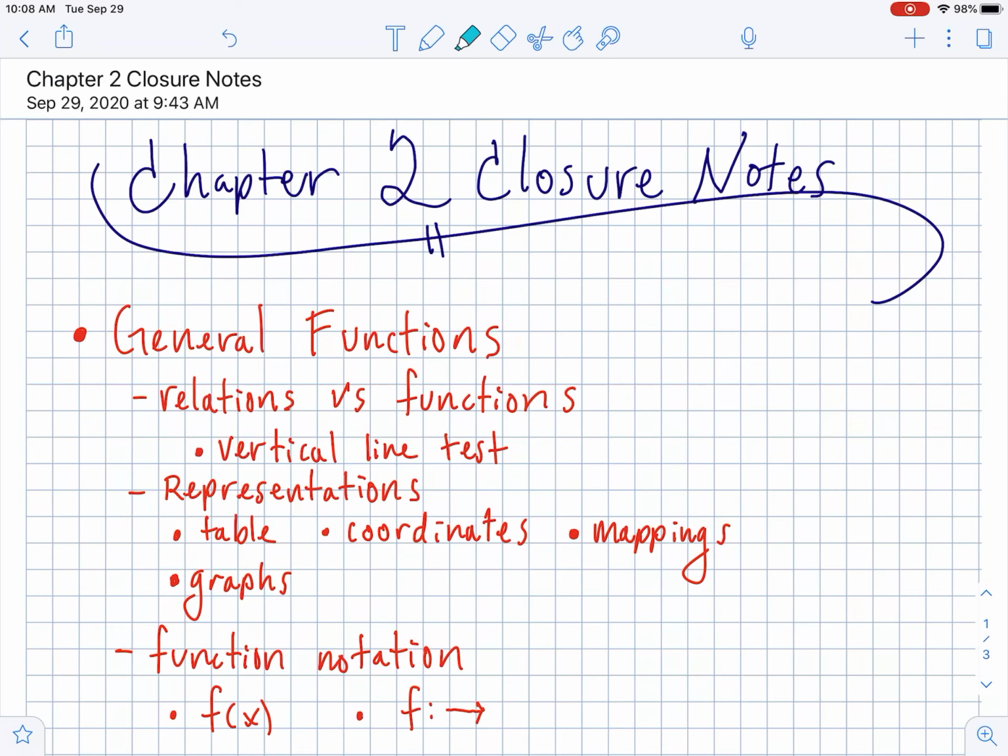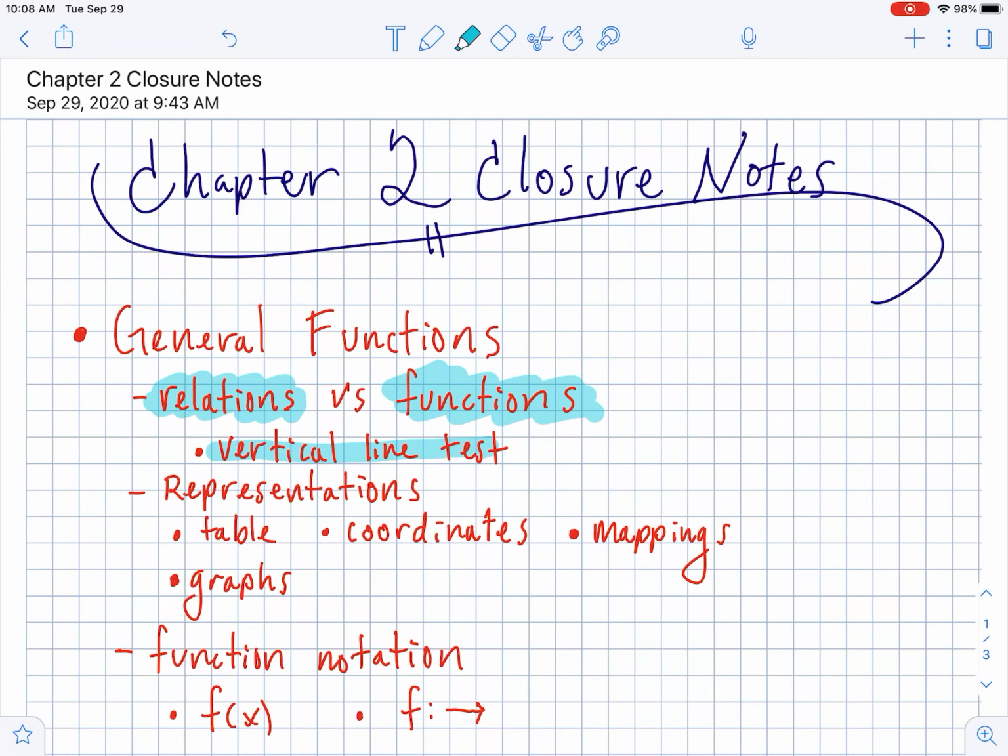So, you guys, chapter 2 started out talking about general functions. The first thing you should know is the difference between a relation and a function. Remember, every function is a relation, but not every relation is a function. Just like all poodles are dogs, but not all dogs are poodles. So I would know the definition of a function, which is that it has to pass a vertical line test.